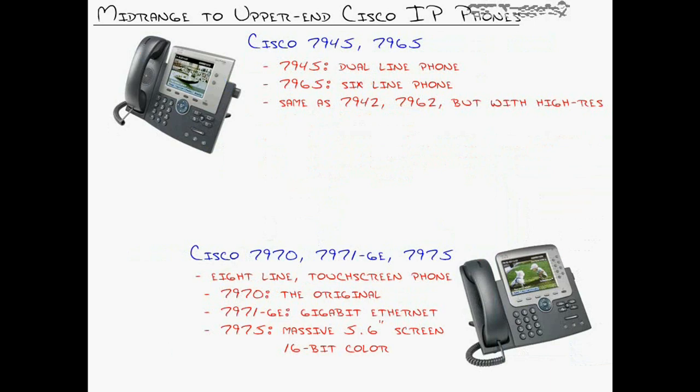Now, continuing on our list of phones, I put the 7945 and 7965 on their own slide because I thought they deserved it. The 7945 and 65 are a full color display phone. So it's the same features as the 42 and 62, meaning high fidelity audio, integrated gigabit switch, all of those features. But now you can see we've got, this is a 45 because you've got the 2 lines, a high resolution color display. When you move into the Cisco 7970 series or 7X series, you move up to an 8-line touchscreen full color display phone.